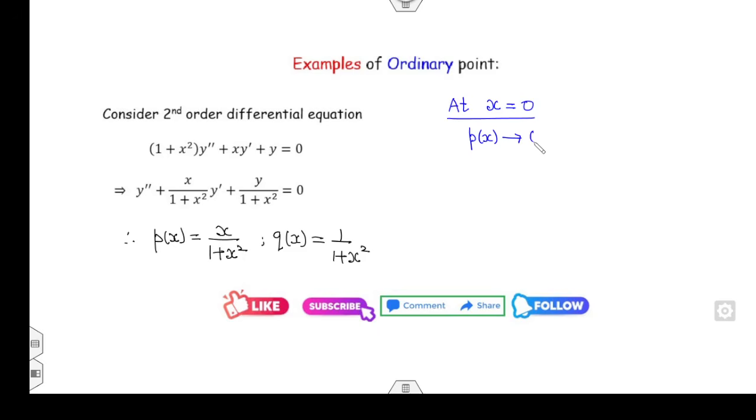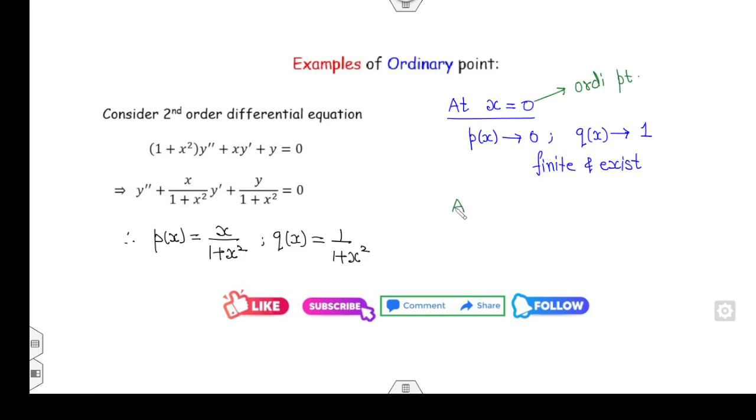p(x) approaches 0 and q(x) approaches 1. Both are finite and unique. So what does it mean? That means x equals 0 is my ordinary point.